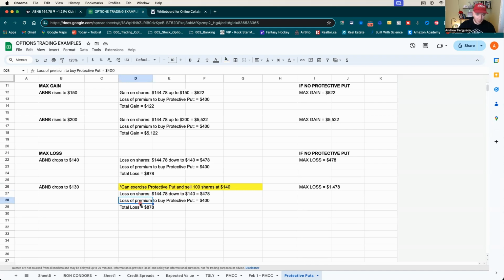You would then lose the premium of the protective put because you paid that up front and you just bought that put option. So you're down 400 again. So total loss was 878. If you didn't have a protective put and Airbnb's price dropped to 130, the maximum loss would be 1478. So there's where the value lies. Your max loss is unprotected here. 1478 is just the difference between 144.78 minus 130 times 100. So you get 1478. But with a protective put, you can limit your loss down to that 878 level.